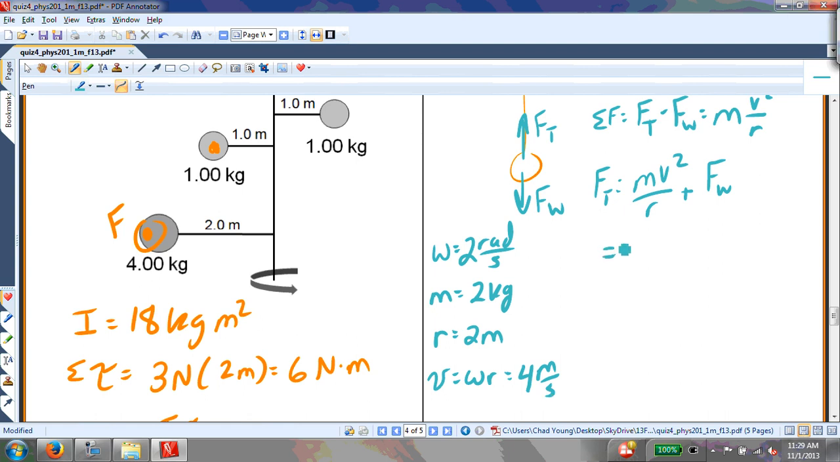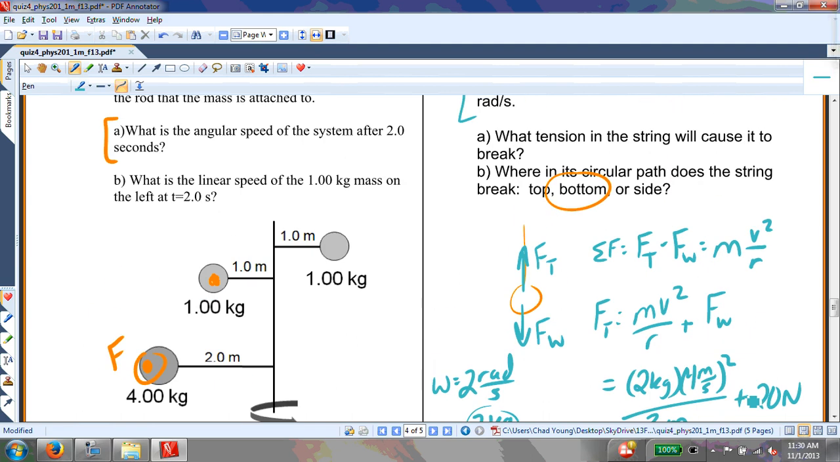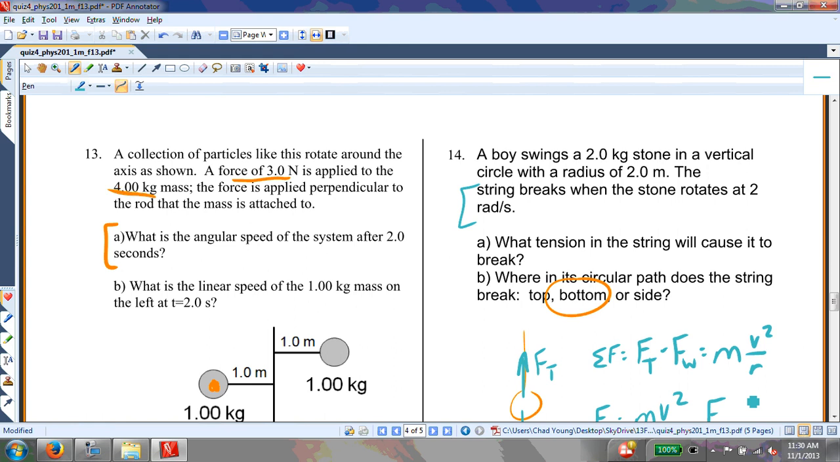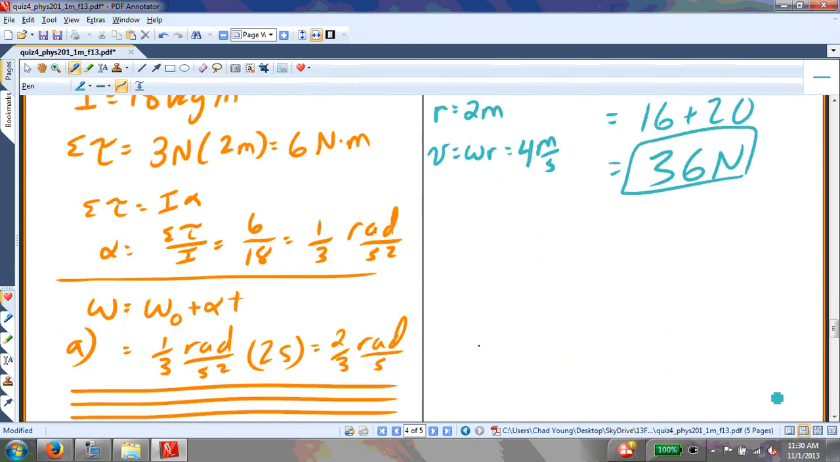And so put these values in. I have 2 kilograms times 4 meters per second squared over the radius, which is 2 meters, plus the weight of the object, which is going to be 2 kilograms times 10. That's going to be 20 newtons. That's 32 over 2, which is 16, plus 20, 36 newtons. So that's the tension in the string that causes it to break. I just want to note it does break when the stone rotates at 2 radians per second, and that's the tension that will cause the string to break then, 36 newtons.